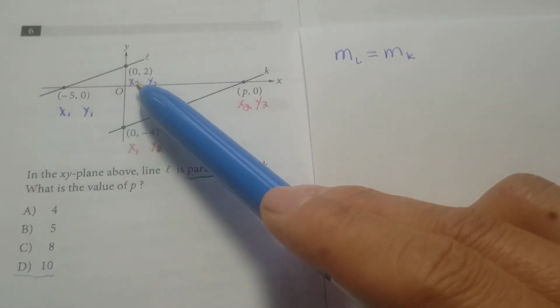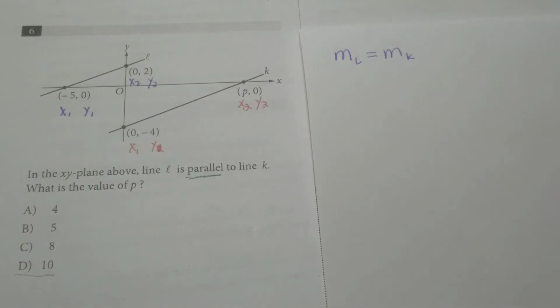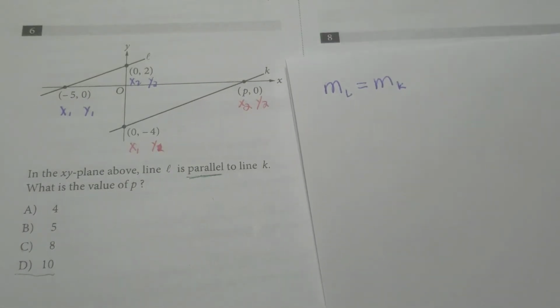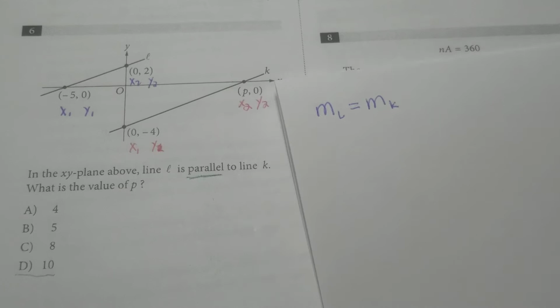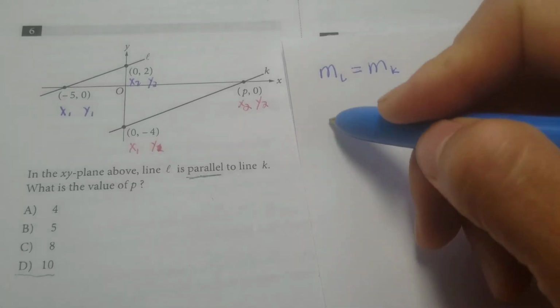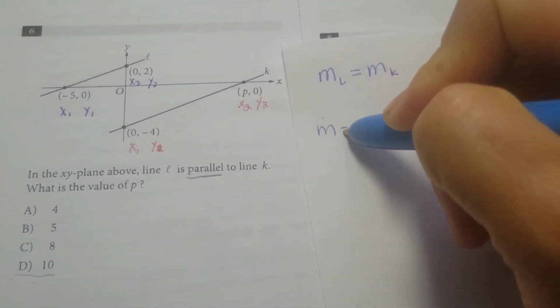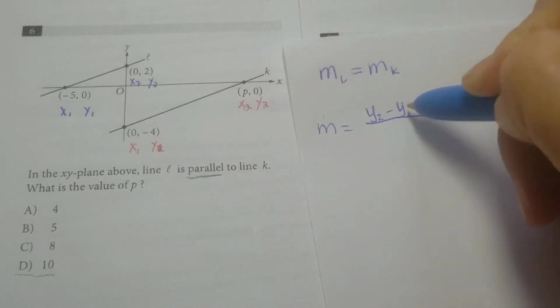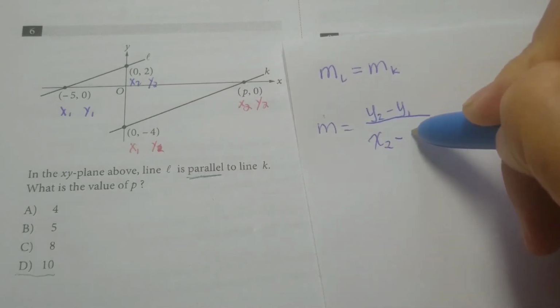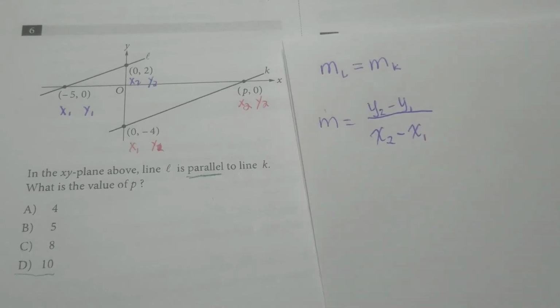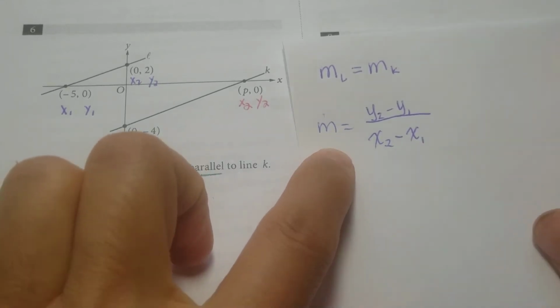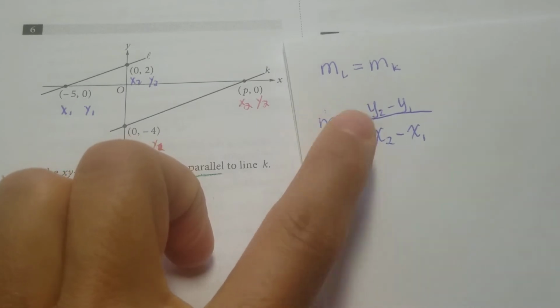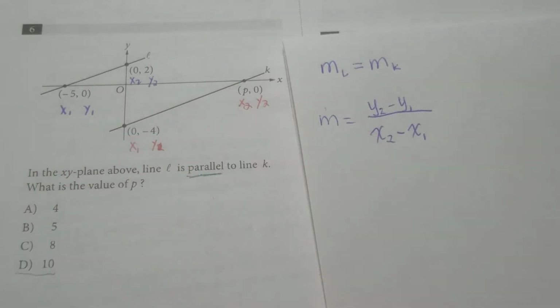It gives us 2 points, which is enough to find the slope for line L. So remember your formula to find the slope, which equals y sub 2 minus y sub 1 over x sub 2 minus x sub 1. And you need to remember that because this formula is not on the reference list for most standardized tests.